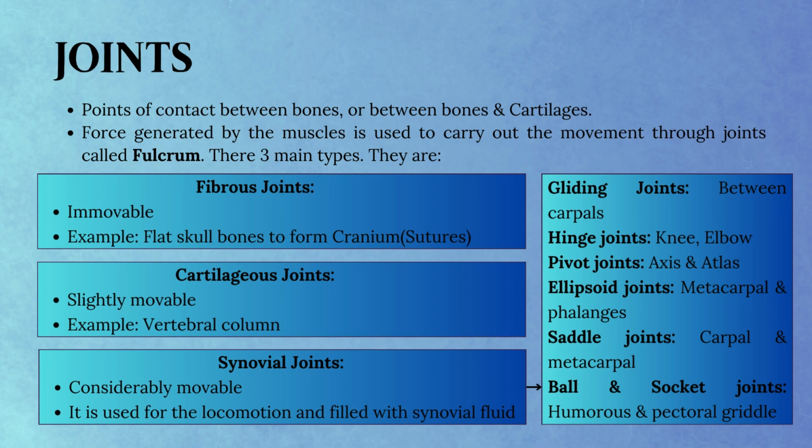They are gliding joints, between carpals; hinge joints, knee, elbow; pivot joints, axis and atlas; ellipsoid joints, metacarpal and phalanges; saddle joints, carpal and metacarpal; ball and socket joints, humerus and pectoral girdle.